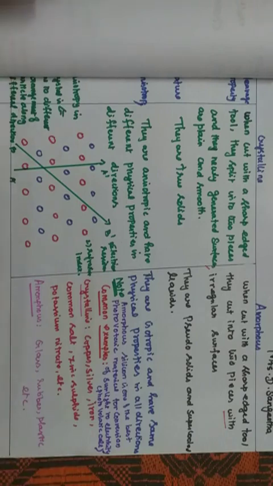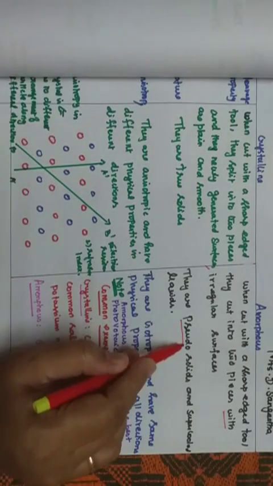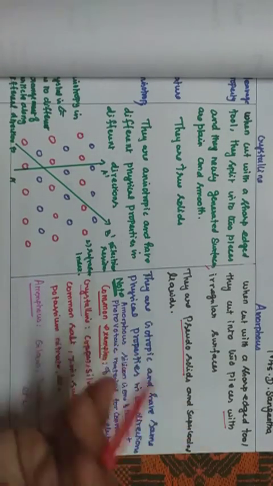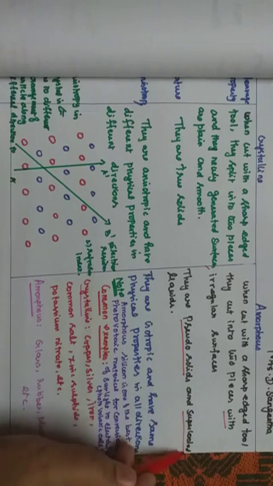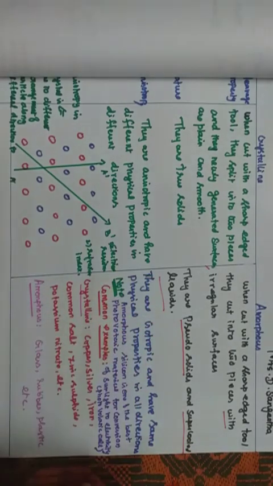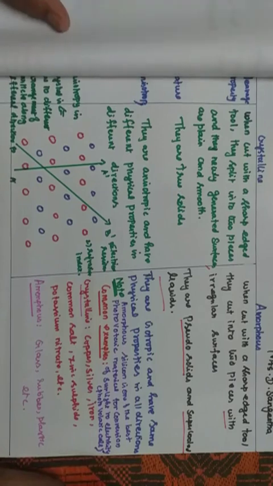Crystalline solids are called true solids. Amorphous solids are not called true solids. They are pseudo solids. Pseudo means false solids. Why? Because they can be re-molded again. They are not true solids. That is pseudo solids. Otherwise, they are called supercooled liquid. It's a very important point: amorphous solids are otherwise known as pseudo solids or supercooled liquid.